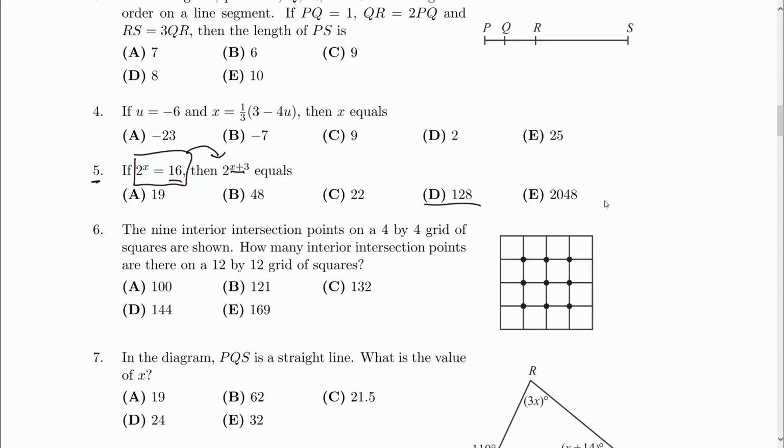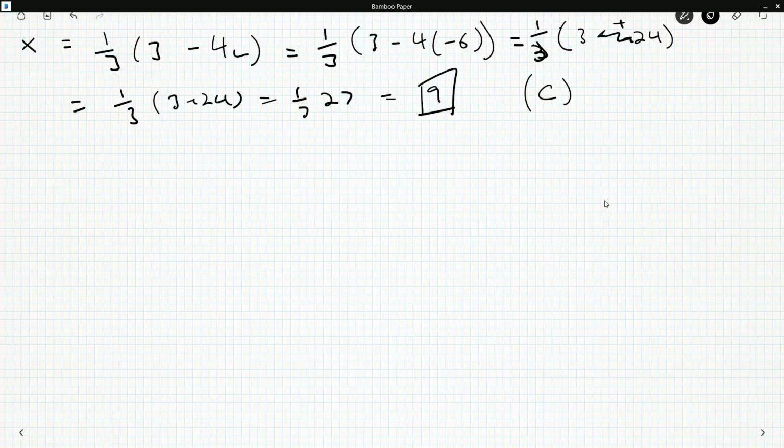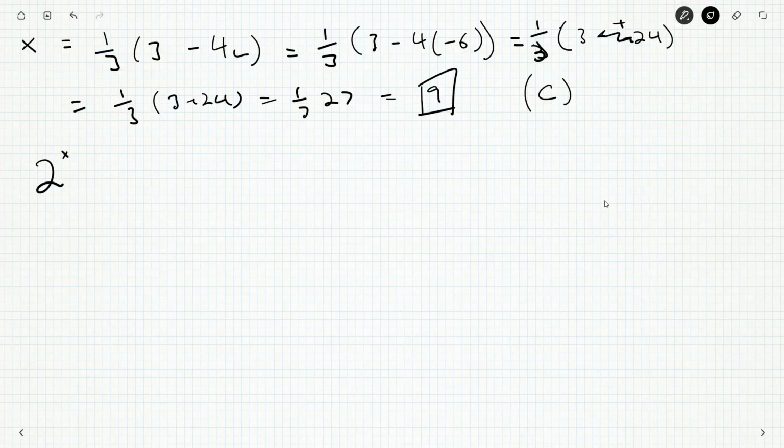But we don't actually need to figure out what x is to answer this question. It's an interesting little challenge that you might not think of. If we use just our exponent properties, a sum can turn into two products like this, but I know what 2 to the x is. It's 16. They've told me that. And I know what 2 to the 3 is.